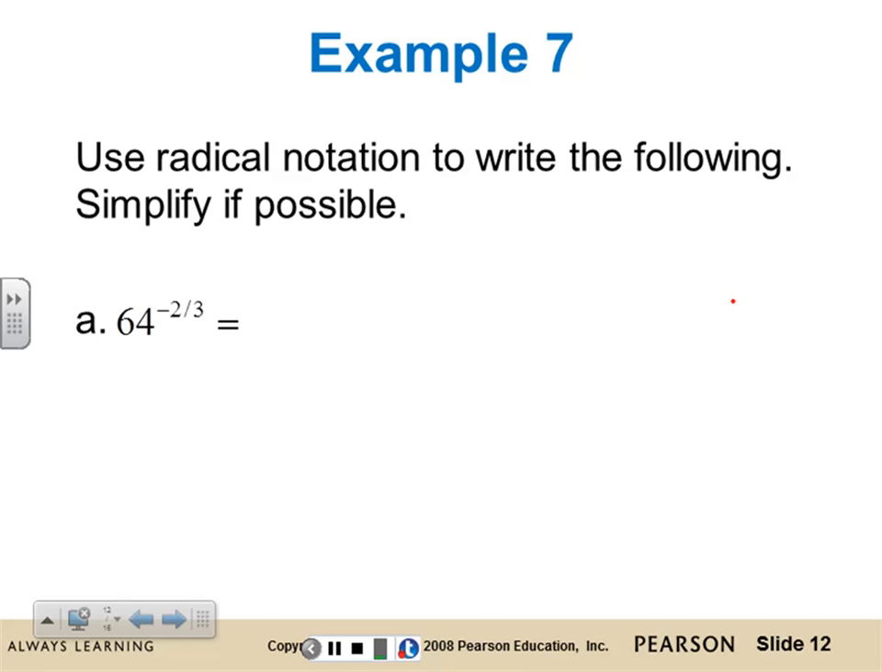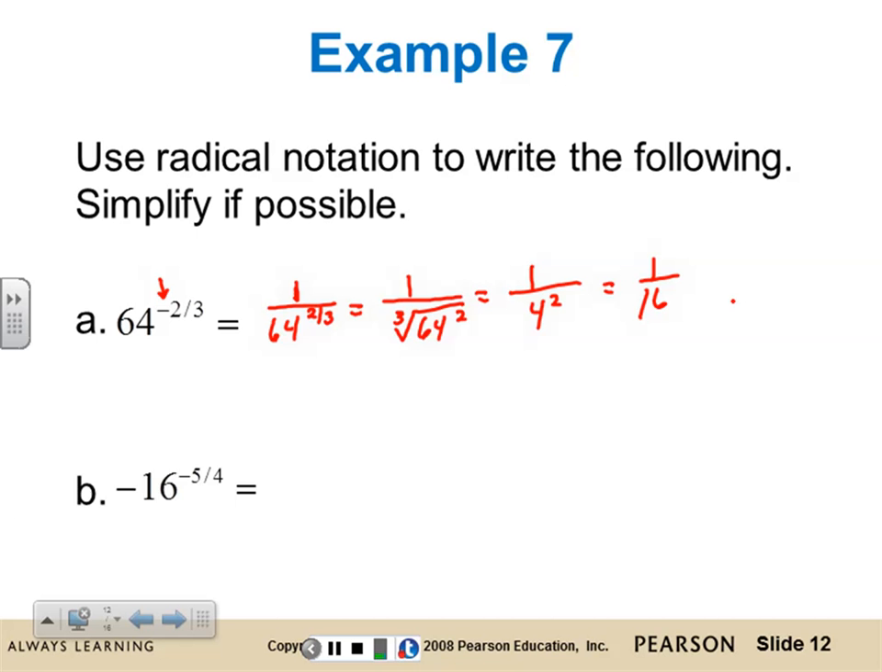So this is exponential notation, and we need a radical. What we're going to do is take care of this negative first. So we're going to do 1 over 64 to the positive 2/3. Then we're going to change it to radical notation. So we're going to have 1 over the cube root of 64 squared. And then 1 over the cube root of 64 is going to be 4 squared, and then we're going to have 1 over 16.